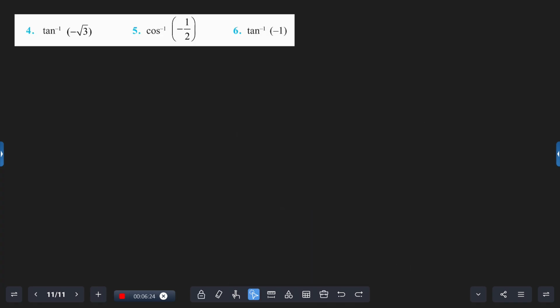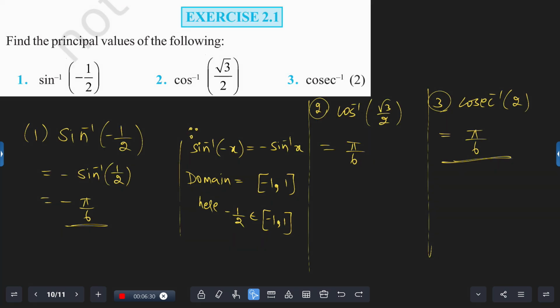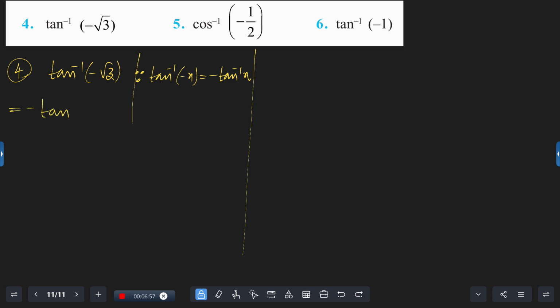Next, this is also the same only. They asked to find what actually in the previous page. See here, they have mentioned: find the principal values. For the fourth one also, they are asking the principal value only. So tan inverse of minus root 3. Have you remembered the formula? Tan inverse of minus x equals minus tan inverse x. I am going to use this formula here. So minus tan inverse root 3. For what angle will you get root 3? So that is pi divided by 3. Minus pi divided by 3 is your answer.